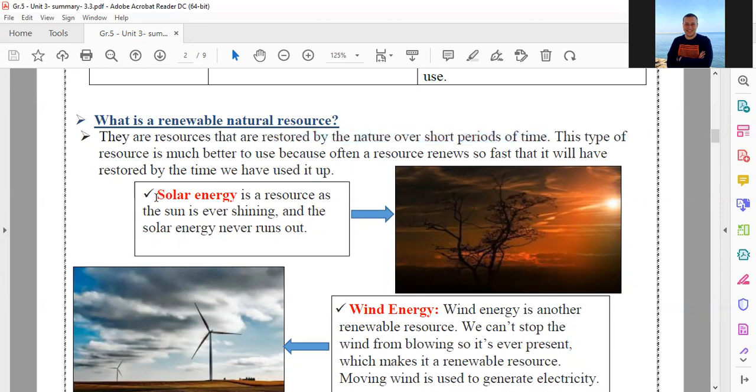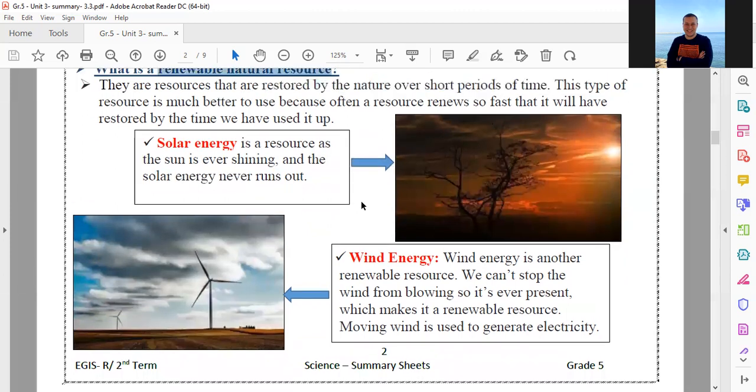Okay, solar energy is a resource as the sun is ever shining. Yes, it's always shining and the solar energy never runs out. So this is a renewable natural resource. The second one is the wind energy. Yes, the wind blows all the time.